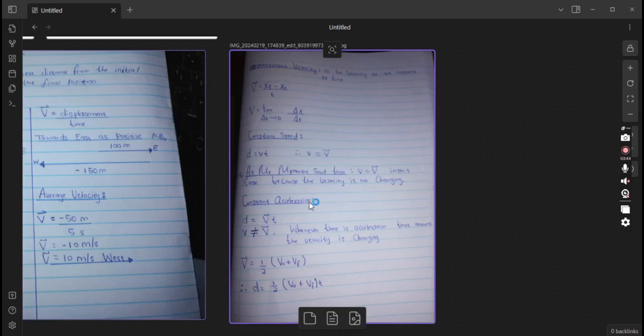Then let's finally speak about the constant acceleration. On a constant acceleration, we still have the displacement, which is equal to average velocity times time. In this case, the speed is not equal to the average velocity. Whenever there is acceleration, that means the velocity is changing. Yes, once we have acceleration, then the velocity is changing. As we know, the acceleration is directly proportional to the change in velocity. So if there is a change in the velocity, obviously there will be an acceleration. These are the equations. Thank you.